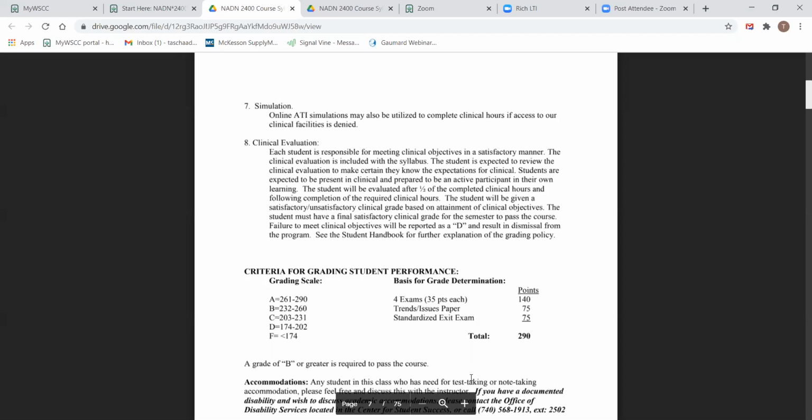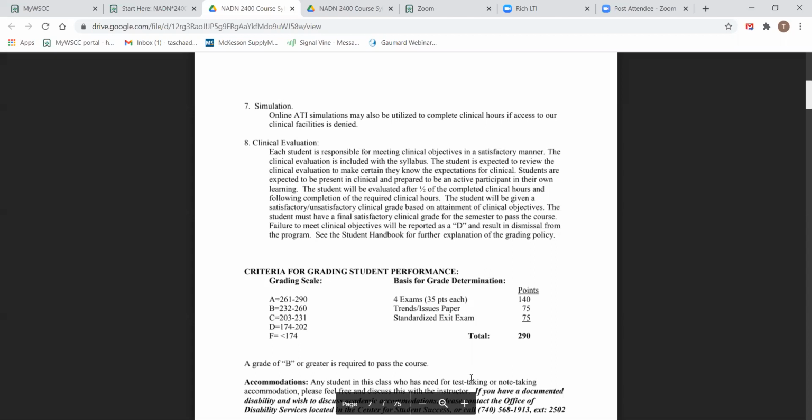So students are expected to be present in the clinical and be prepared to be an active participant in your learning. You will be evaluated after you've completed half of your clinical time. So what does that mean? We have a total of 120 clinical hours that will be expected to be completed in the clinical area. So after 60 hours, and that's going to be different for each student because your schedules are going to be individualized.